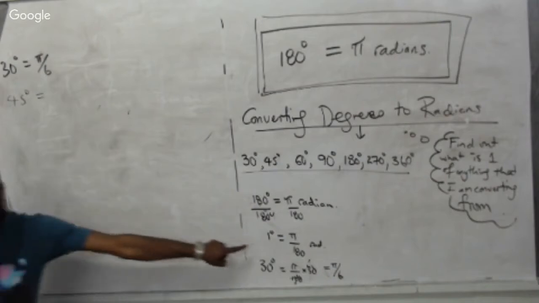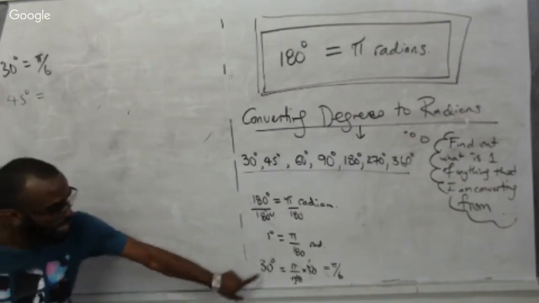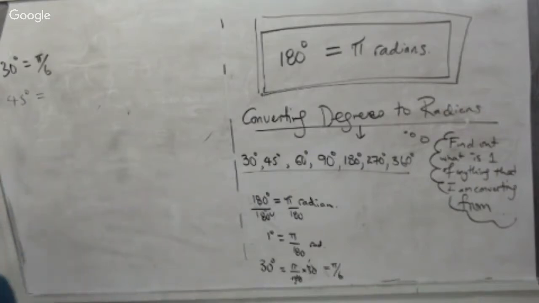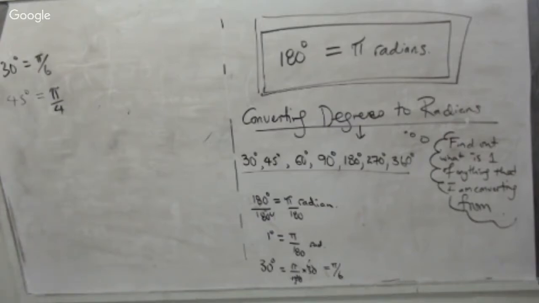So you can go back to my method, right? That worked every day and twice on Sunday. Find what is 1 degree, and then multiply by 45, both sides. Yeah? And then I'll get pi upon 4. You confirm that for homework. Fair enough?